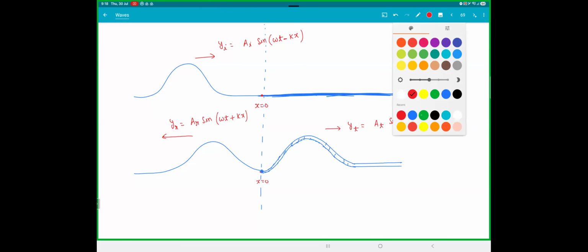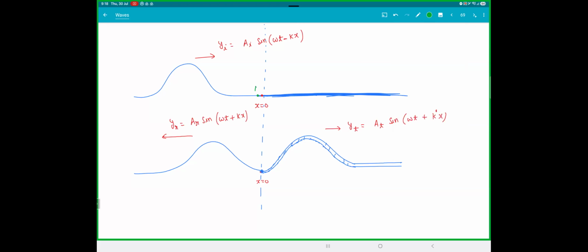Now consider 2 points just on the left-hand side and just on the right-hand side. Now tell me one thing. The incident wave is on which string? Left or right string? Incident wave is on the left string. Reflected wave is on which string? The left string. Where is the transmitted wave?